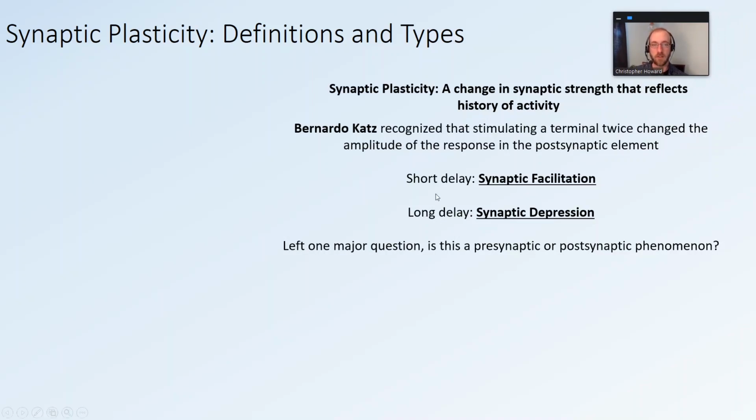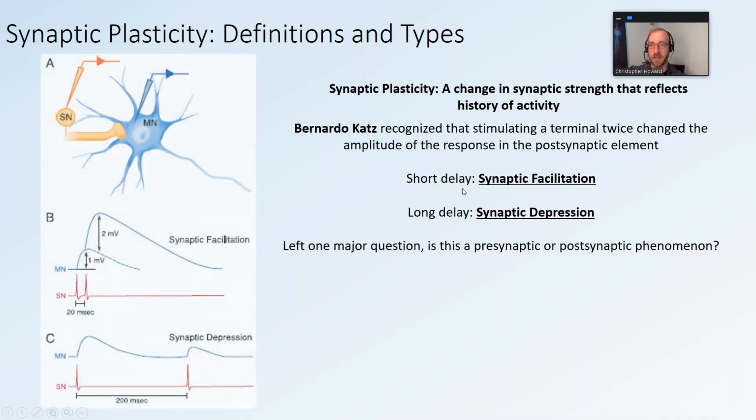And what he found is that if you stimulated a presynaptic terminal that's making a connection with a postsynaptic cell, and then stimulated it again a second time very rapidly, so that's that short delay here, you would get what's called synaptic facilitation. So here's this experimental setup. He's stimulating this input to this motor neuron and then recording postsynaptic potentials in the motor neuron.